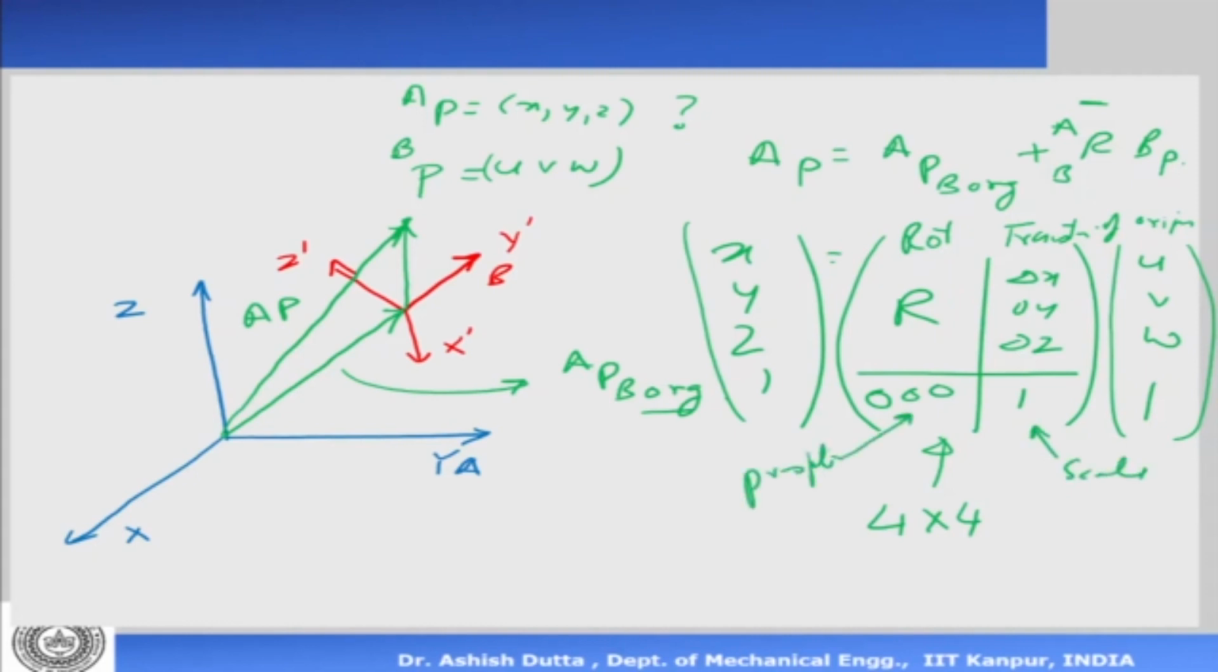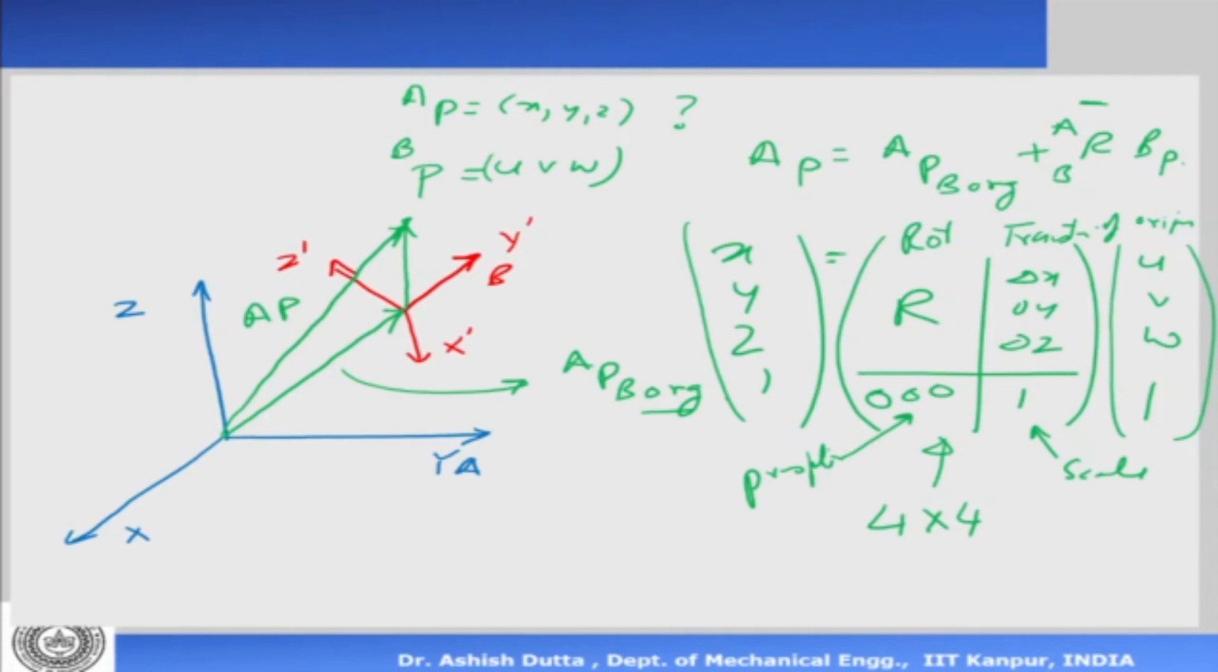Okay. So this matrix relates the coordinates of a point which is expressed in a rotated and translated frame to that of the reference frame.